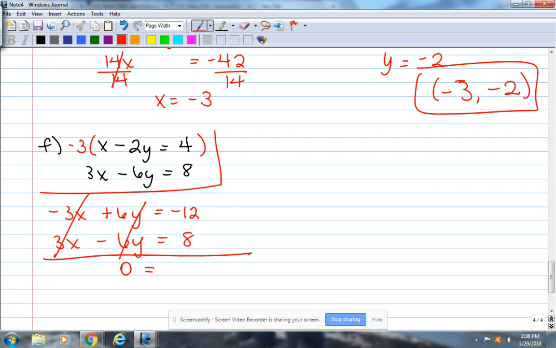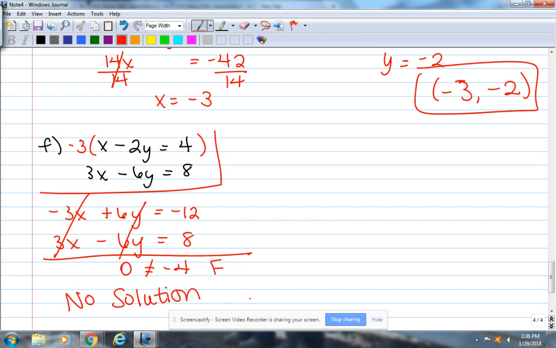What's negative 12 plus 8? Negative 4. Is that true or false? Does 0 equal negative 4? That's false. So if we have a false statement and our variables cancel out, our answer is no solution.